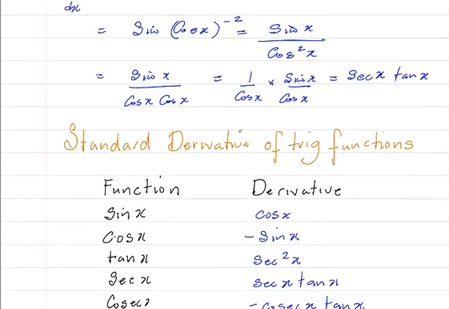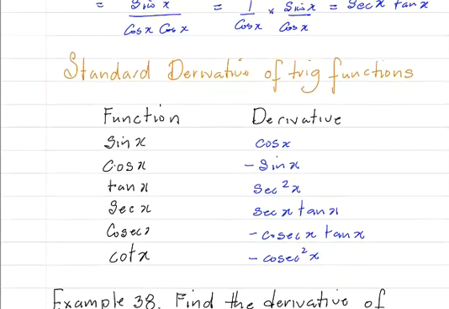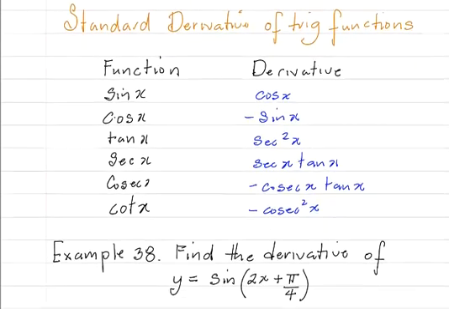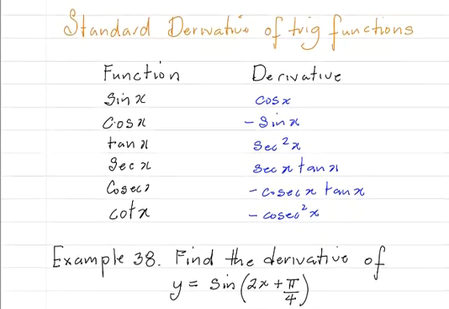So here are the standard derivatives of the trig functions. If we differentiate sine, we're going to get cosine. We saw that before. We did that from first principles. If we differentiate cosine, we get minus sine x. If we differentiate tan, we get sec squared x. If we differentiate sec x, we get sec x tan x. If we differentiate cosec x, we're going to get minus cosec x cot x. And if we differentiate cot x, we're going to get minus cosec squared x.